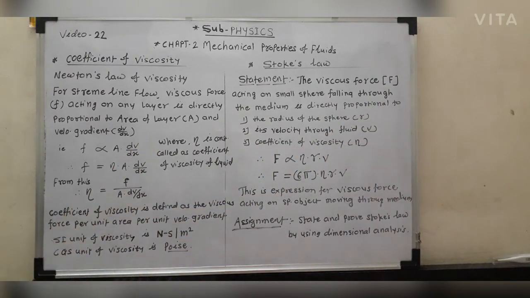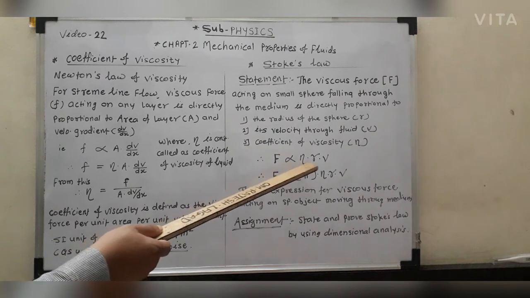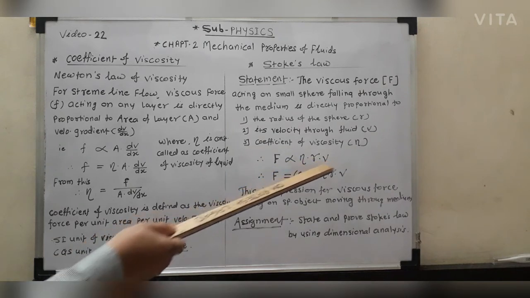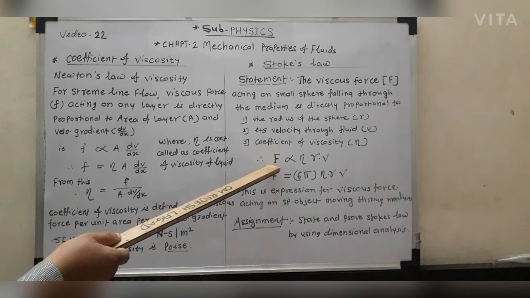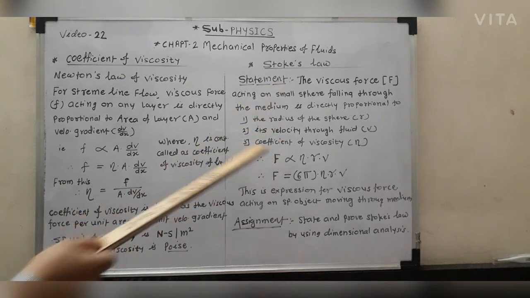The statement of Stokes law is that the viscous force F acting on a small sphere falling through a viscous medium is directly proportional to, first, the radius of the sphere r; secondly, its velocity through the fluid v; and third, the coefficient of viscosity, eta. Mathematically, F is directly proportional to eta, r and v. F is the viscous force acting on the small sphere falling through the viscous medium.